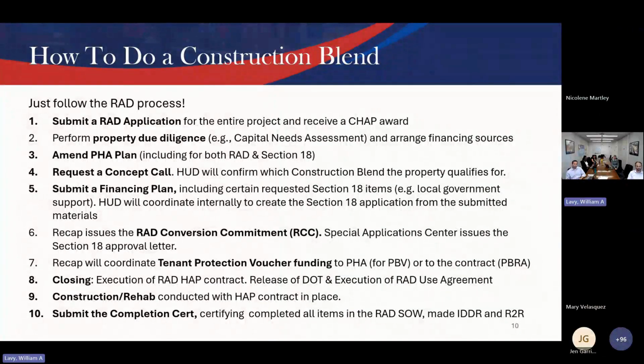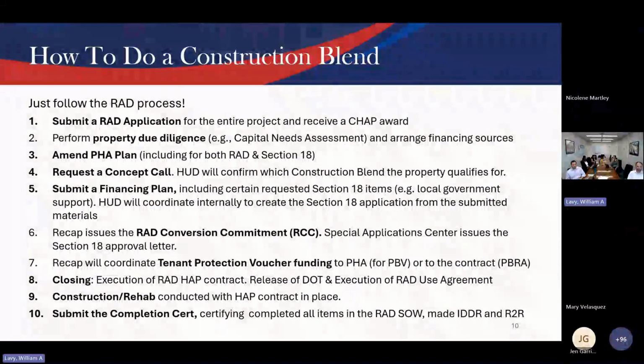As we do that, our partners at the Special Application Center will also issue their Section 18 approval after we issue our RTC, usually within a day or two. After those approvals are issued, RECAP then coordinates. So the housing authority no longer needs to coordinate for TPV funding on the PVV side. That's all done internally now here at HUD in the RECAP office. We take the funding form that you supply as part of your RAD Section 18 blend, as part of your financing plan, and we process that request for you. So it's not something you have to worry about any longer, which is great.